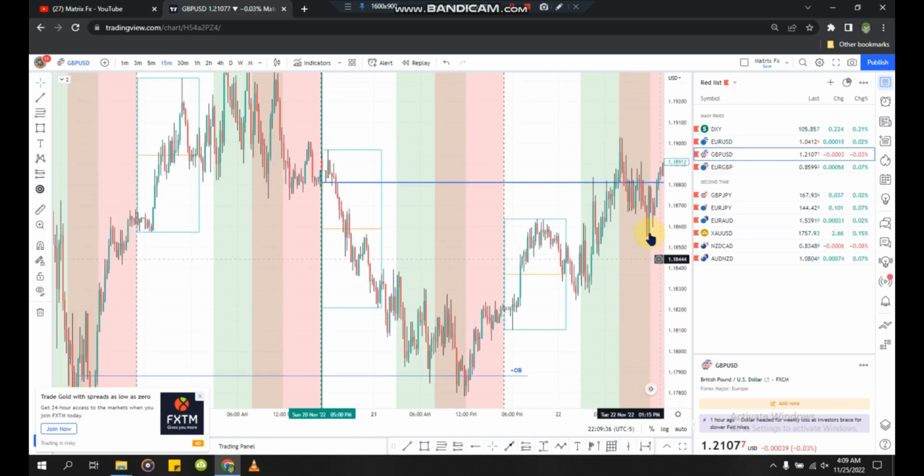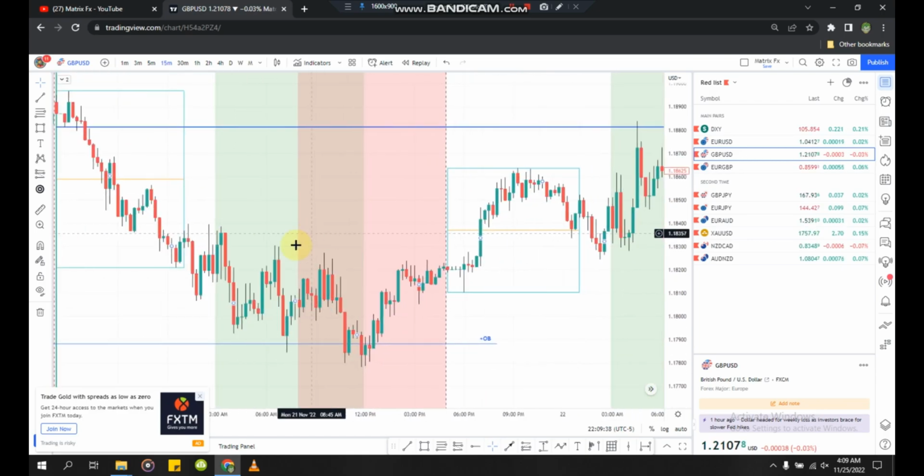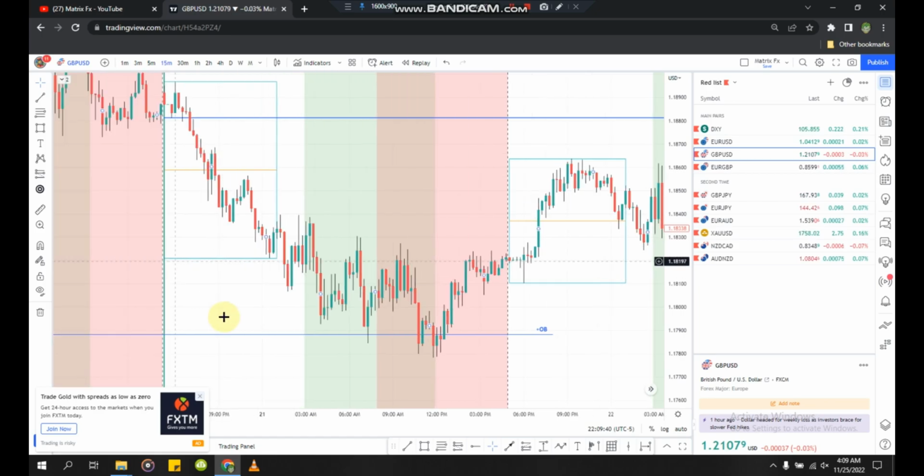So in the 15 minutes, you can see what the market was doing for our SMC traders. You already know the levels. Simple as this. What's wrong with that too?